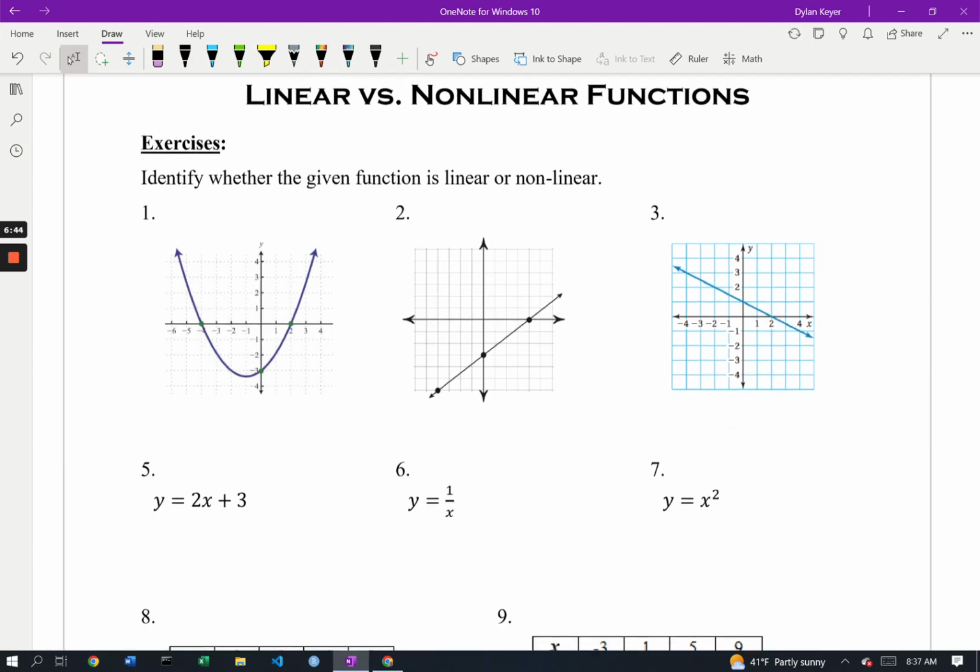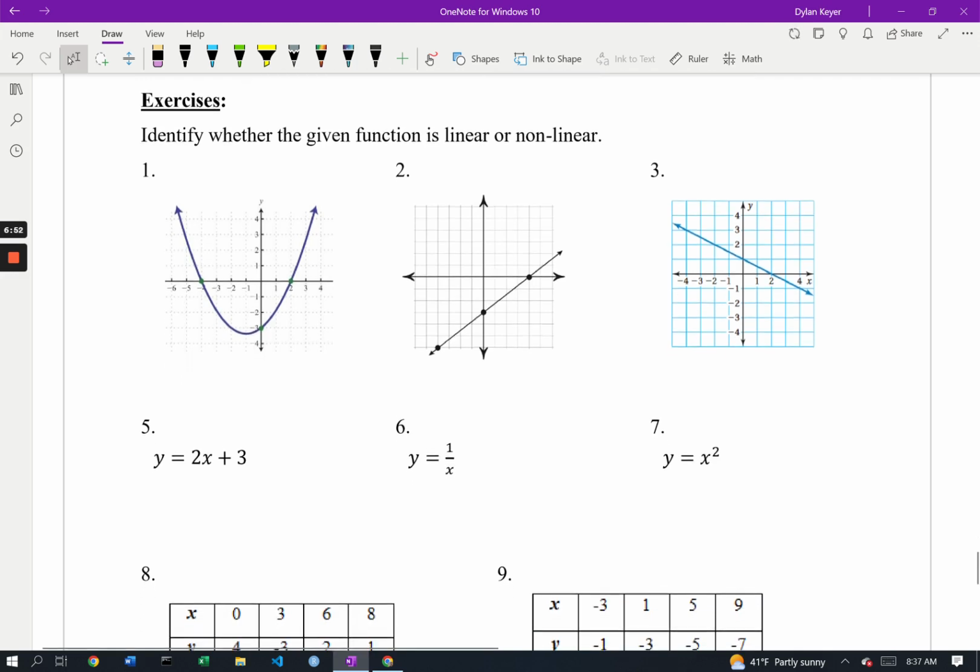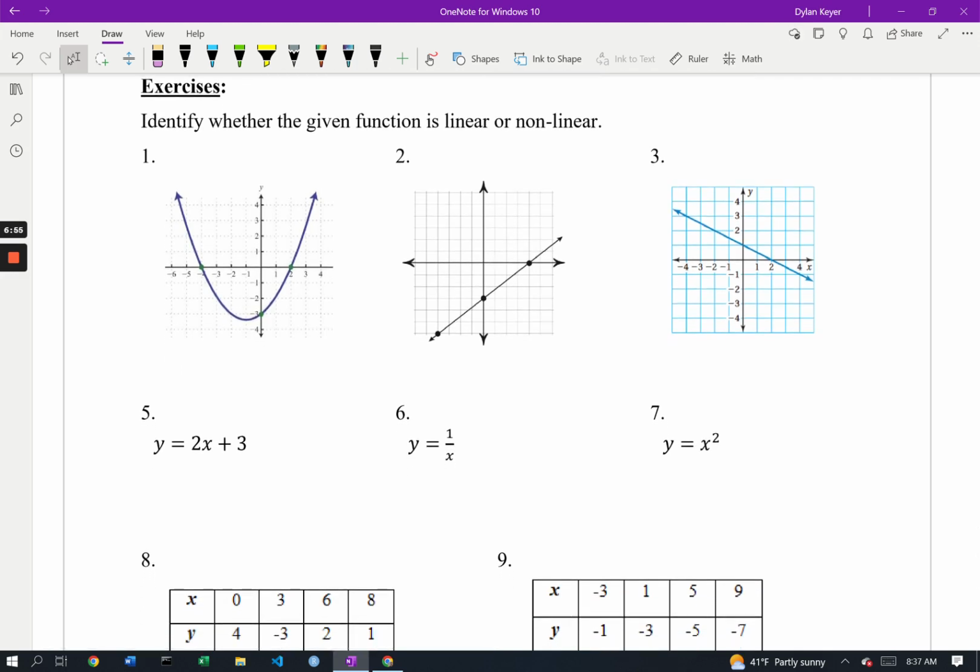Please pause the video and try these exercises on your own, and I will go through and do them very quickly. So looking at the first 3 again, we have graphs. Very simply, we're looking for a straight line. So in the first graph, we have this parabola. This is not a straight line, so it is nonlinear. In example number 2, we have a straight line with a constant rate of change, so this is linear. Example number 3, that straight line there, this is also linear.